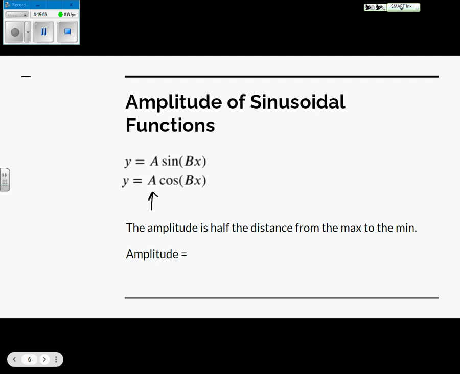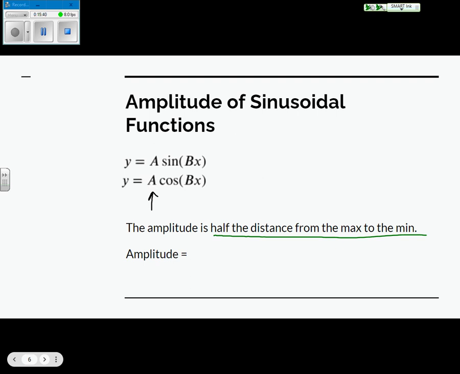Okay. So to find out what the amplitude is, first of all, I need to talk to you about what amplitude is. Amplitude, the definition of it, is it's going to be exactly half the distance from the maximum value to the minimum value. I sometimes like to play with that definition a little bit, and I'll say the amplitude is the distance from the y-axis to the maximums or the y-axis to the minimum values, okay? Because that would be the same thing.